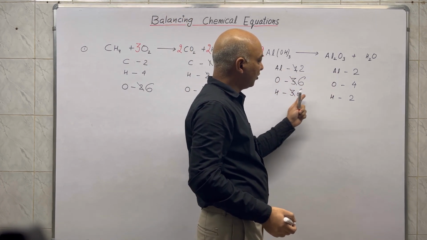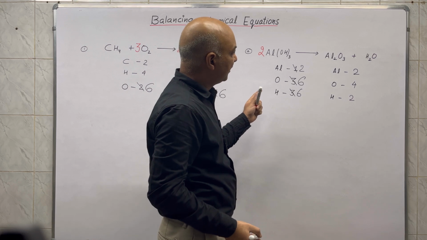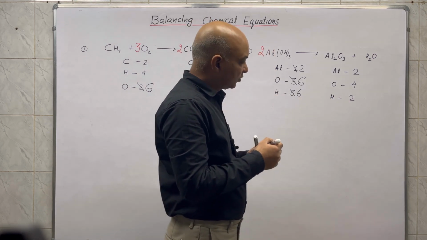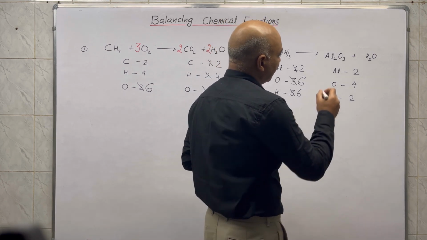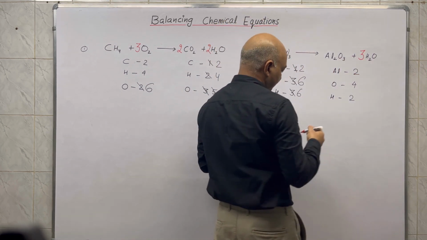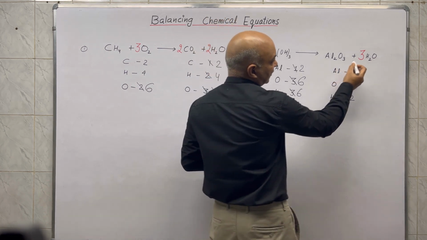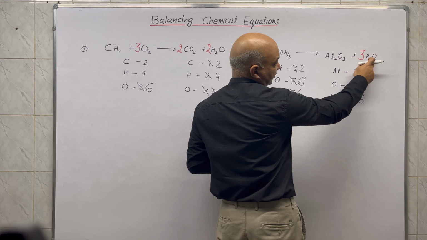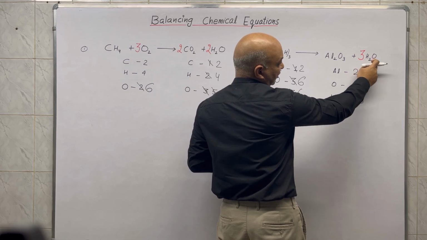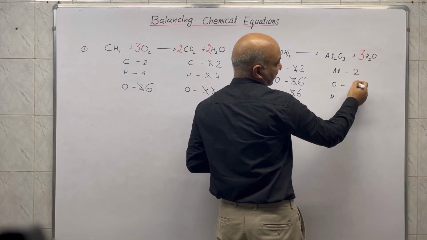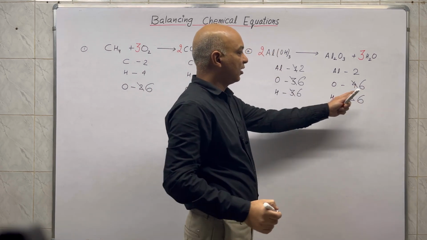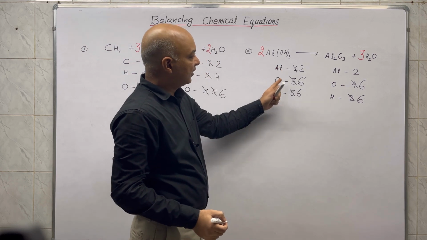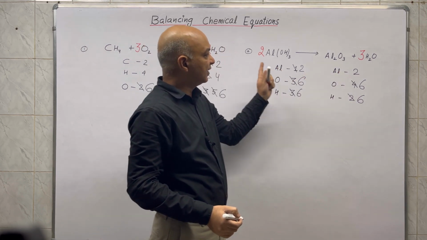Okay, so aluminium is balanced. Let's move to oxygen or hydrogen. So if you see, hydrogen here is 6, but here it is 2. If I multiply a 3 here, that will make 3 into 2, 6 hydrogen, and that will also change oxygen to 3 plus 3, 6, and that is what we want. Oxygen 6, hydrogen 6. And this way the entire equation gets balanced.